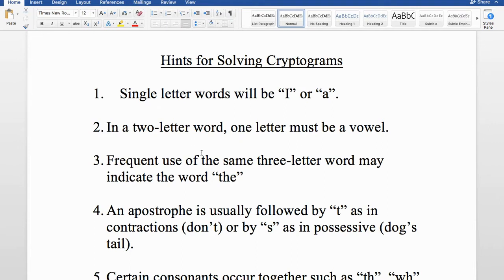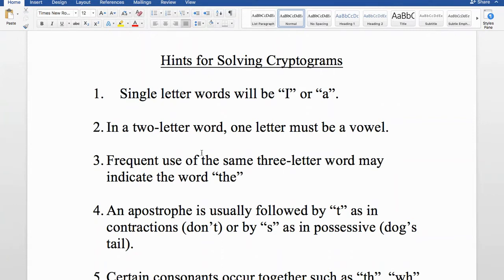And so for any two-letter word, we know there's going to be one vowel and one consonant. So you can use that logic to try to determine if you have two-letter words. You could try to use that logic to determine exactly what letter goes where as a result.